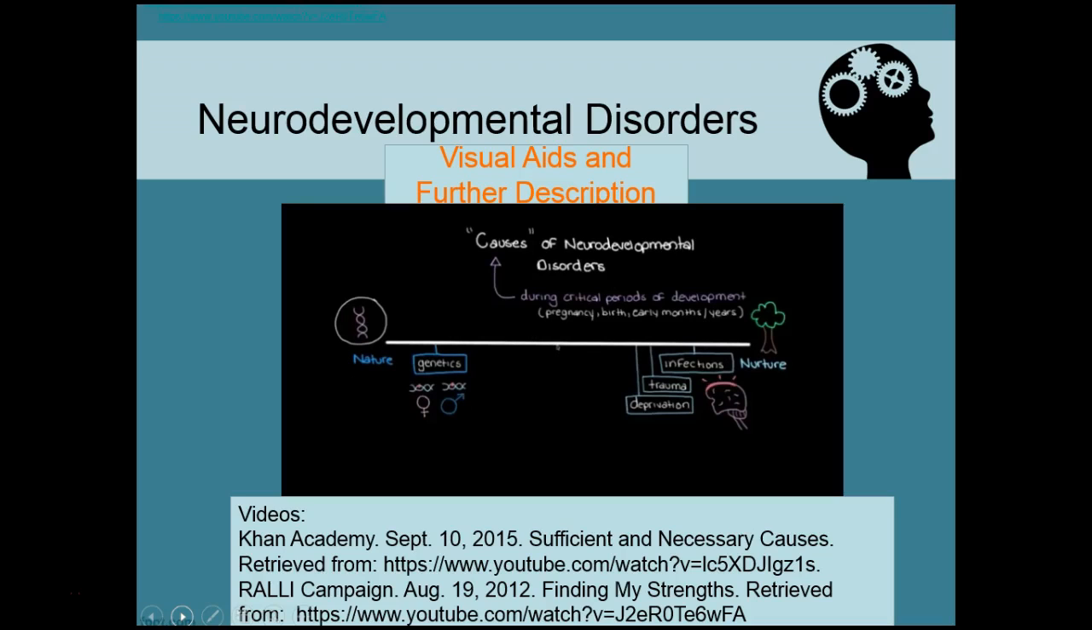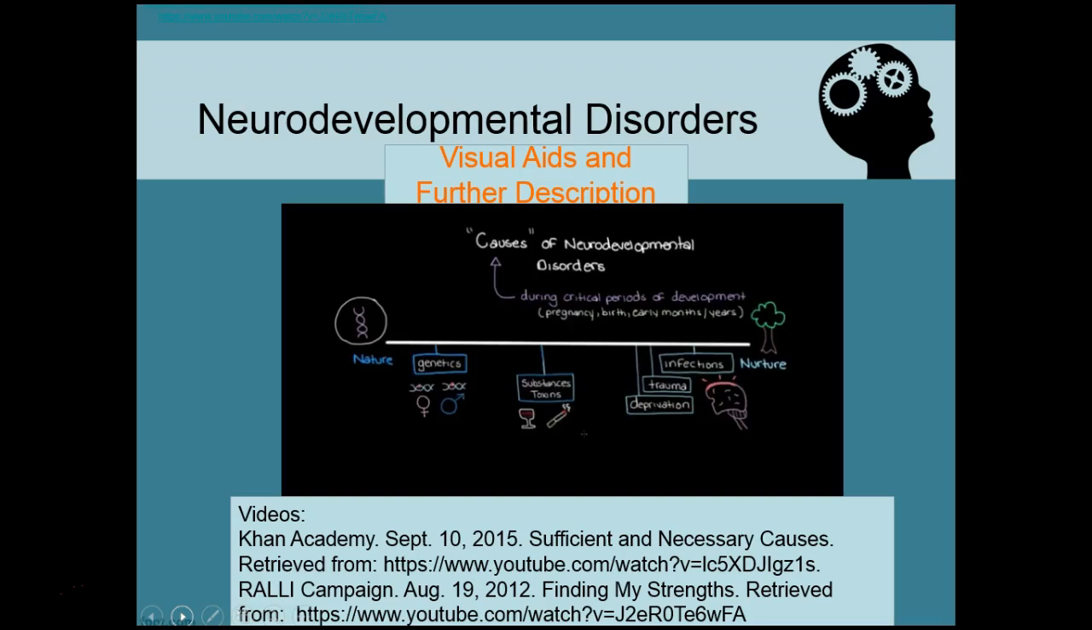So nurture. These are things that might happen before a baby is born. So during pregnancy, due to the environment that the fetus is in. So if we're exposed to certain substances or toxins, maybe mom drinks alcohol or smokes cigarettes while she's pregnant, this can cause certain neurodevelopmental disorders.